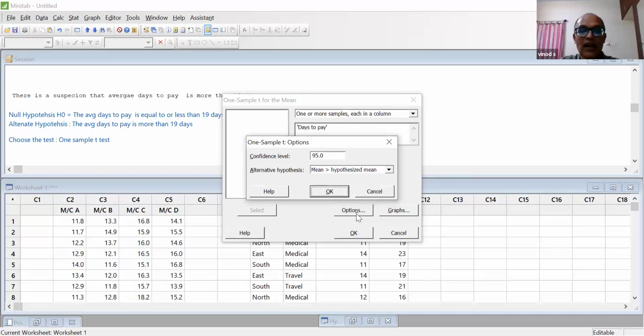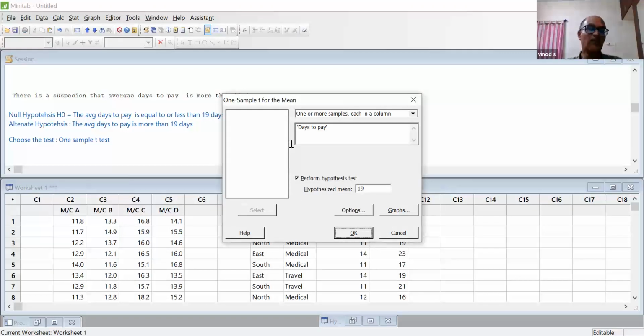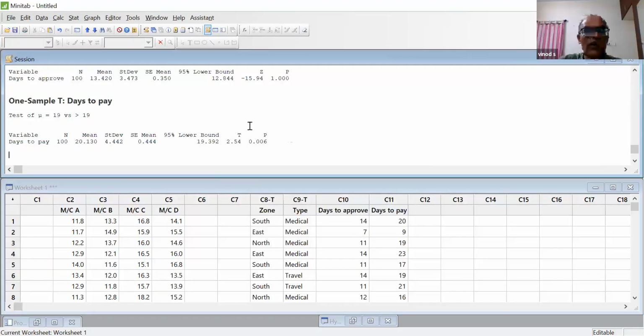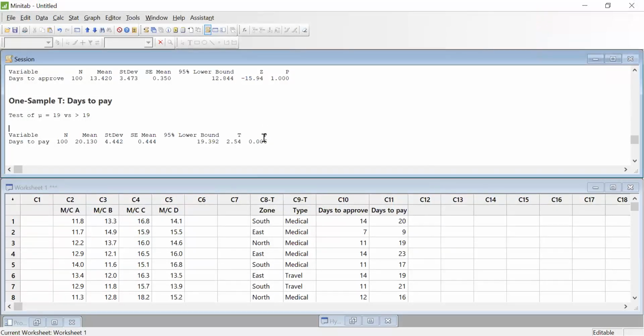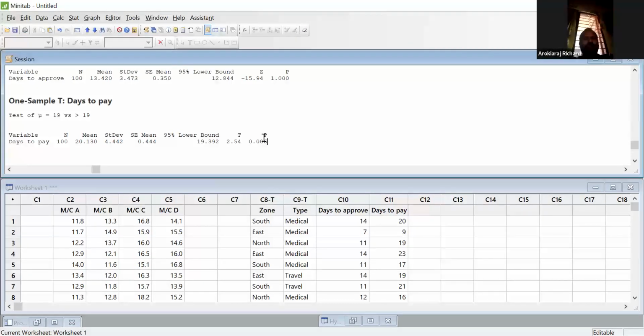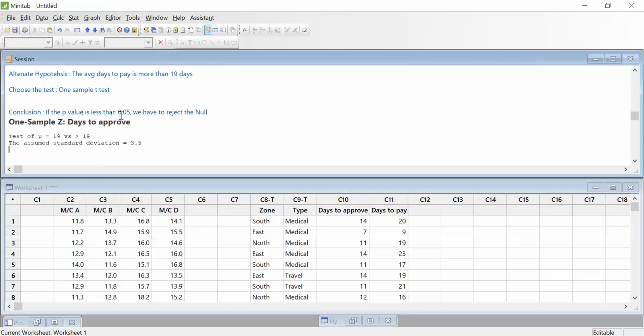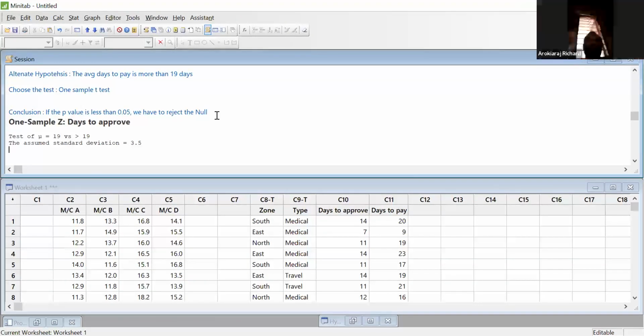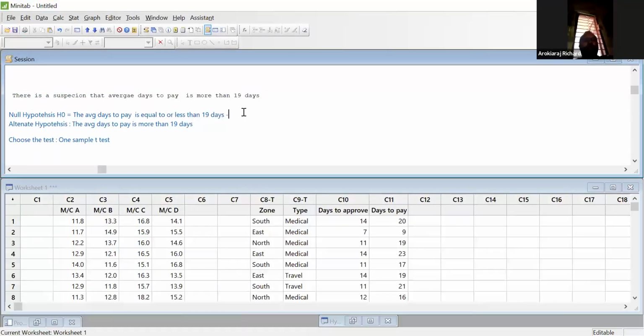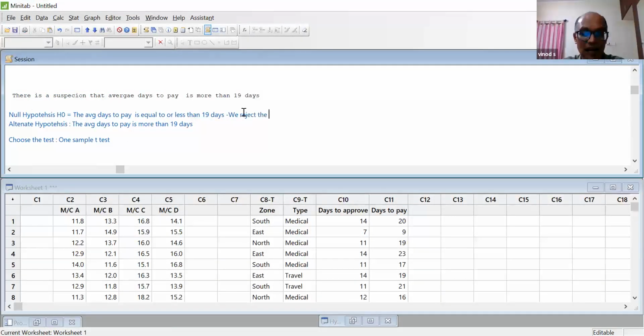Now what is the p-value we have to look into? The p-value is 0.006. So what is the conclusion? Reject the null. If the p-value is less than 0.05, we reject the null. So what we have to write is: we reject the null, or we accept the alternate.